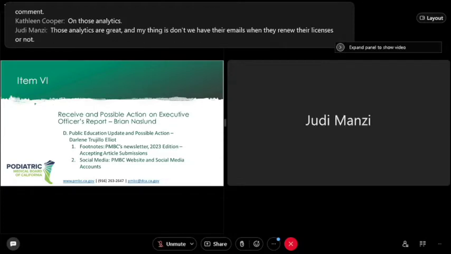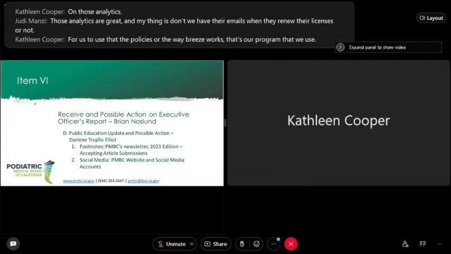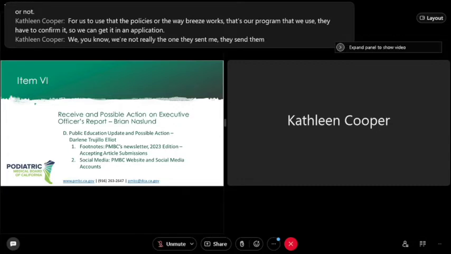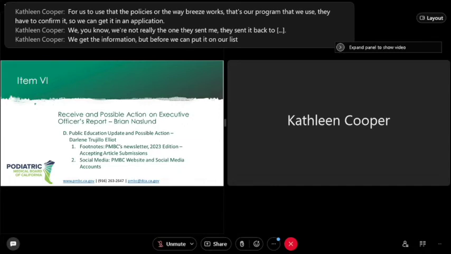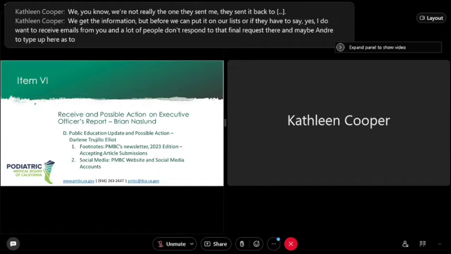For us to use that, the policy is, or the way Breeze works, it's our program that we use, they have to confirm it. So we can get it in an application. Then we're not really the one they send it back to DCA. We get the information, but before we can put it on our listserv, they have to say, yes, I do want to receive emails from you. And a lot of people don't respond to that final request there. And maybe Andrea could pipe up here as to what she knows, but that's the way it's been explained to me. So we have it, but we can't use it unless they confirm it.